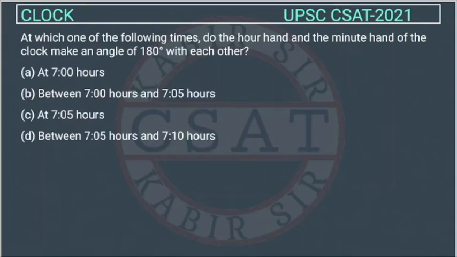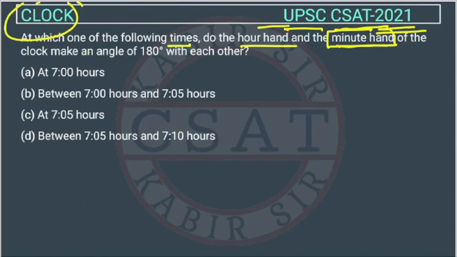So this is a question of clock asked by UPSC in the CSAT paper of 2021. At which one of the following times do the hour hand and the minute hand of the clock make an angle of 180 degrees with each other? See, here we have to focus on these keywords. It is talking about the hour hand and the minute hand, not the second hand. So the question is asking us to find out at what time the angle between the hour hand and the minute hand should be 180 degrees.